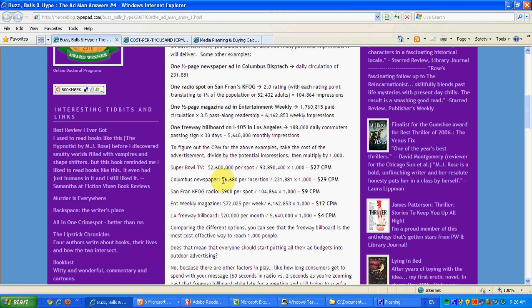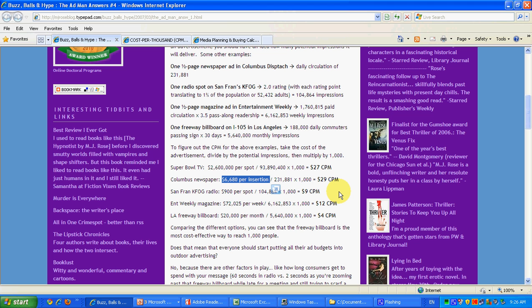Compare that with a approximately $6,500 insertion into a Columbus newspaper. How could you compare the two? Well, that's what CPM value does, and this sounds like it's a completely different ballpark to our Columbus newspaper. However, when we look at CPM value and calculate it out, the Super Bowl ad actually comes out cheaper per 1,000 impressions than does the Columbus newspaper.